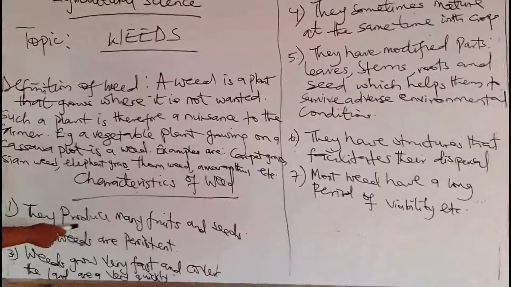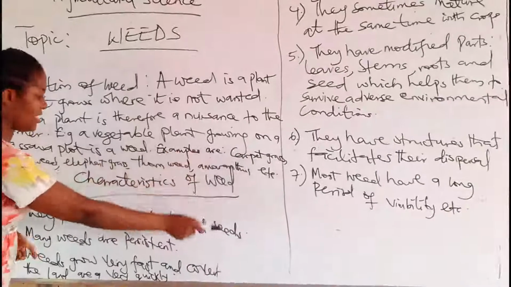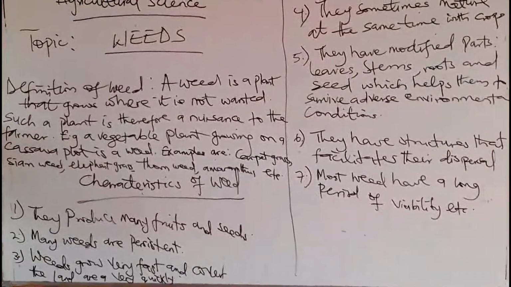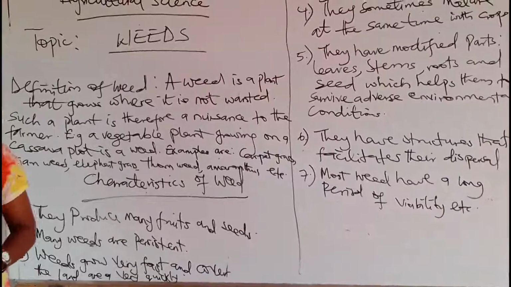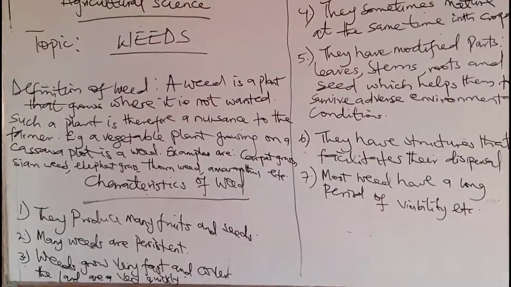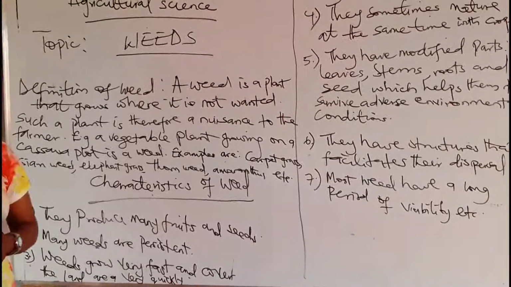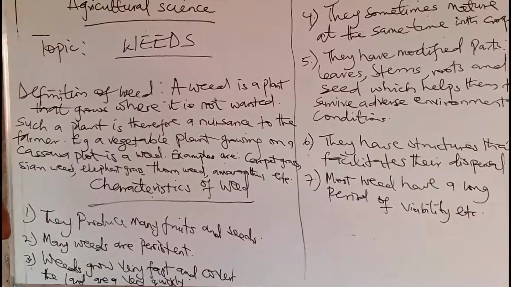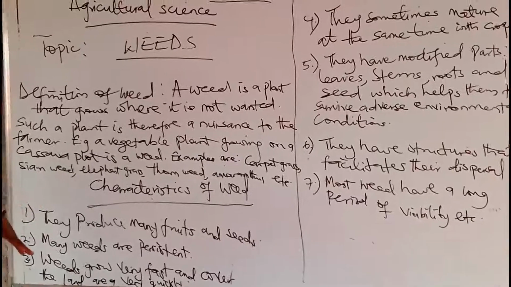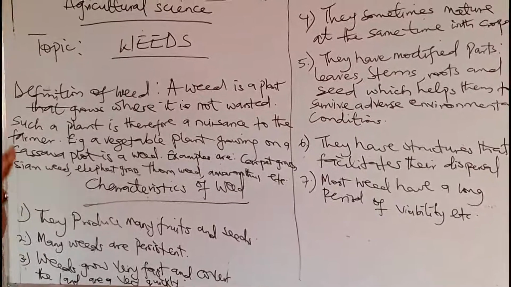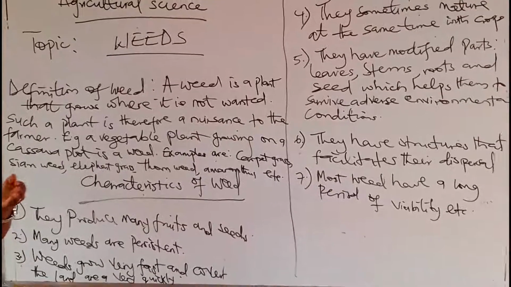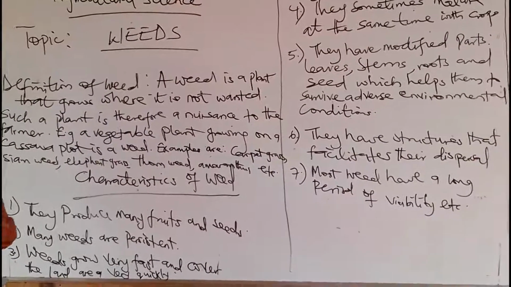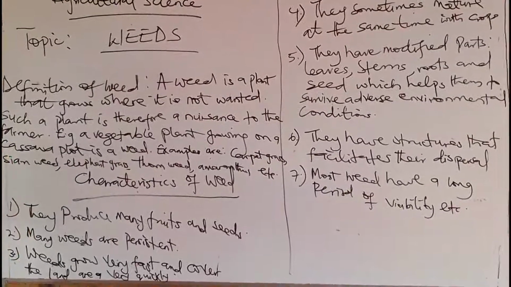We say that they produce many fruits and seeds. We know what is fruit and we know what is seed. Those fruits and those seeds, when air blows on them, will be dispersed everywhere. When there is erosion, when there is too much rain, the rain will push all of them away, thereby causing them to germinate in their various places.